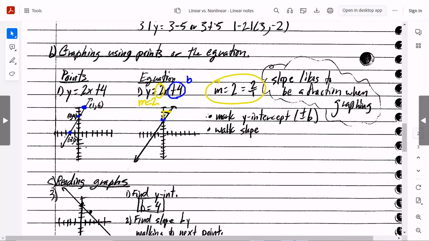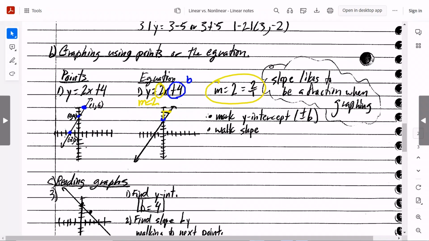9 times out of 10, the bottom will be positive. You should be moving to the right most of the time. The negative will be at the top. So the only difference is, are you going up or are you going down? But you should still be moving to the right. Make it easy on yourself. All right. Now, look at those two graphs.